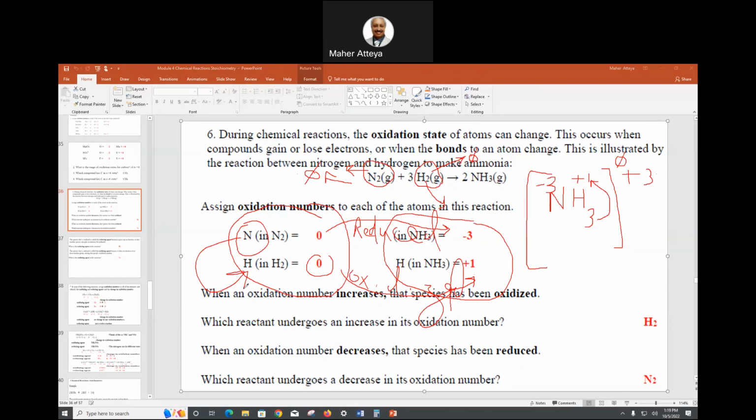One is reducing, one is oxidizing. The hydrogen is forcing the nitrogen to be reduced, so hydrogen is the reducing agent. Nitrogen is forcing hydrogen to be oxidized, so it's the oxidizing agent. So let's look at an example.